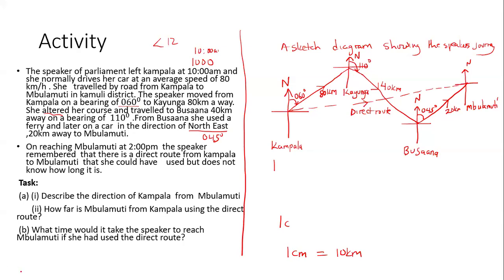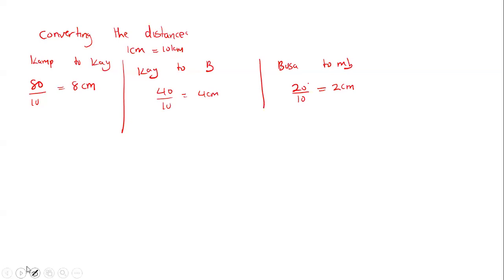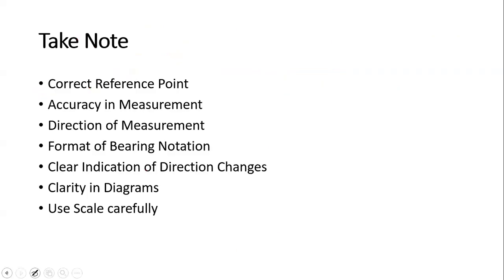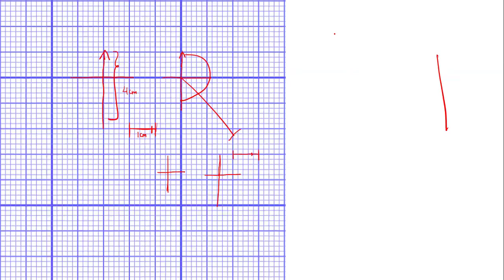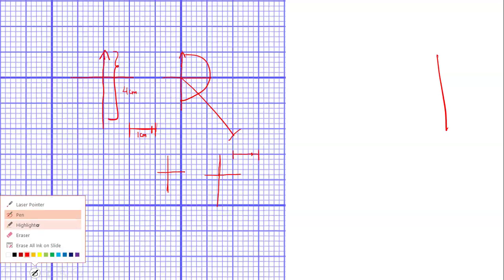Okay, now after that, we have finished doing the conversion. Now, after the conversion, this is where we are going to go to our arcuate diagram. When you are doing your arcuate diagram, you are going to write clearly. You go on your graph. This is our graph. And you write your title, your heading, that an arcuate diagram showing the speaker's journey from Kampala to Bulamuti. That is your heading for the title on the graph.